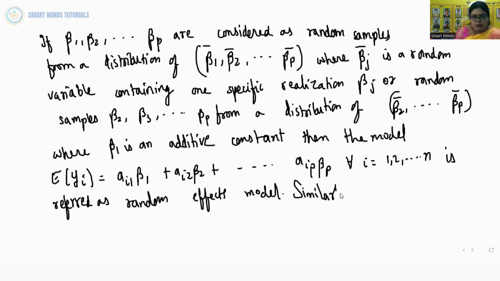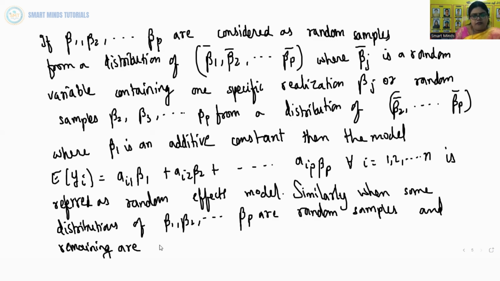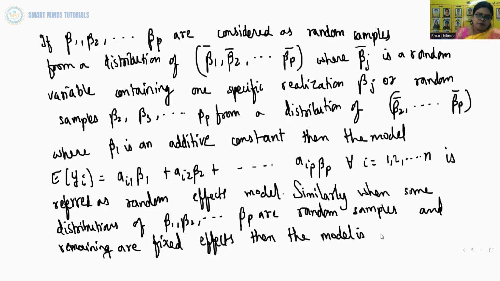Similarly, when some distributions of beta 1, beta 2, so on up to beta p are random samples and the remaining are fixed effects, then the model is known as a mixed effects model.